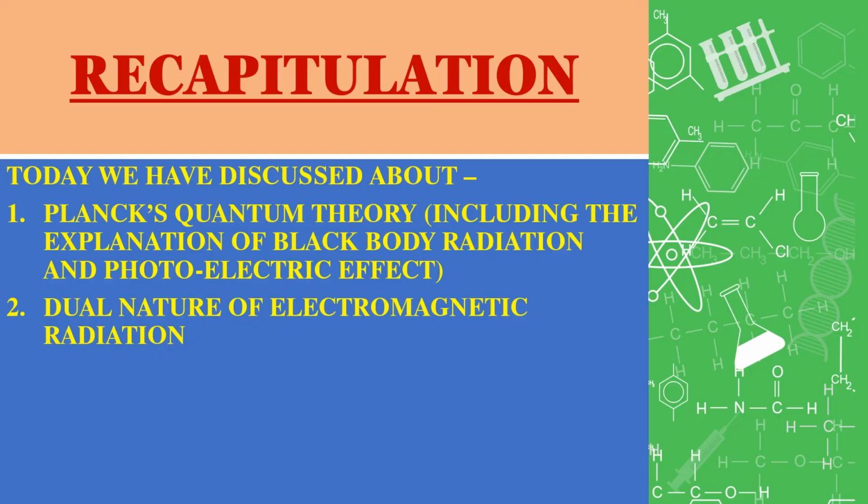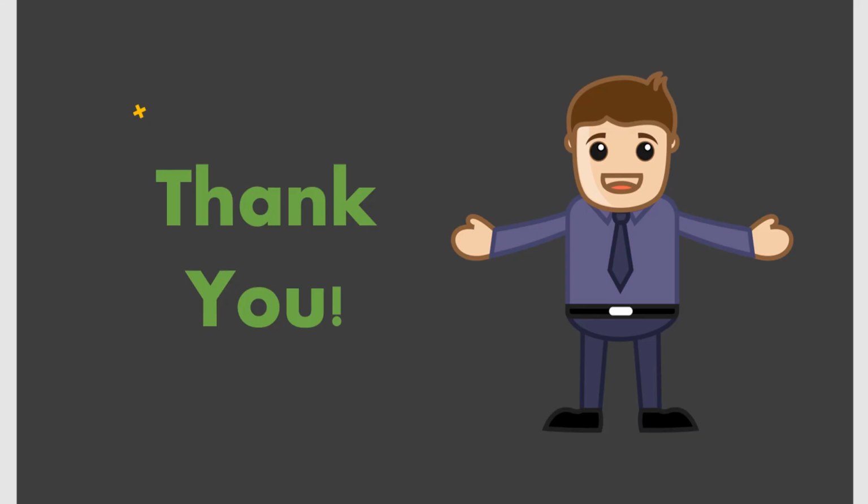So today we have discussed Planck's quantum theory, including the explanation of black body radiation and the photoelectric effect. We have also discussed the dual nature of electromagnetic radiation. In our next class, we will discuss emission and absorption spectra, including continuous and line spectra. I hope you have understood. So thank you, students.